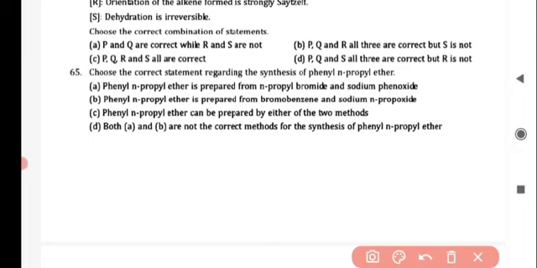Next question is choose the correct statement regarding the synthesis of phenyl n-propyl ether. So the correct answer is option A, that is phenyl n-propyl ether is prepared from n-propyl bromide and sodium phenoxide.